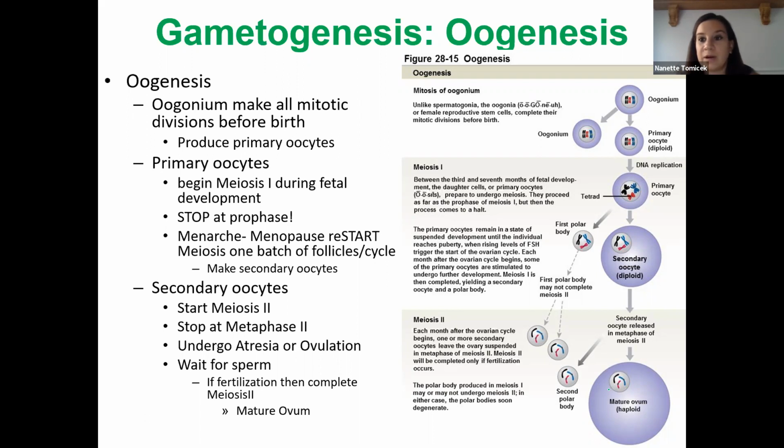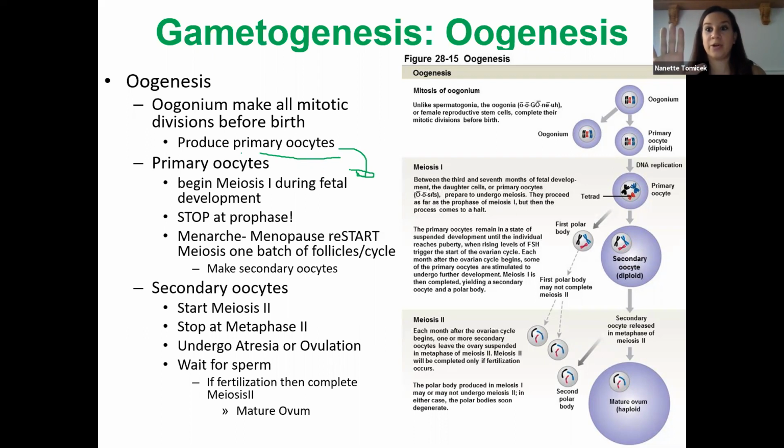Our oogonium are not active like they are in men. And once you're born, that's it. They're done. So we have all of the primary oocytes that we're going to need. Okay, these things are ready to go. Now, those primary oocytes, while we're still in utero, while we're still doing our fetal development, we're not even born yet, they are going to start meiosis 1. So they will start to divide and get that process underway. And then they stop.